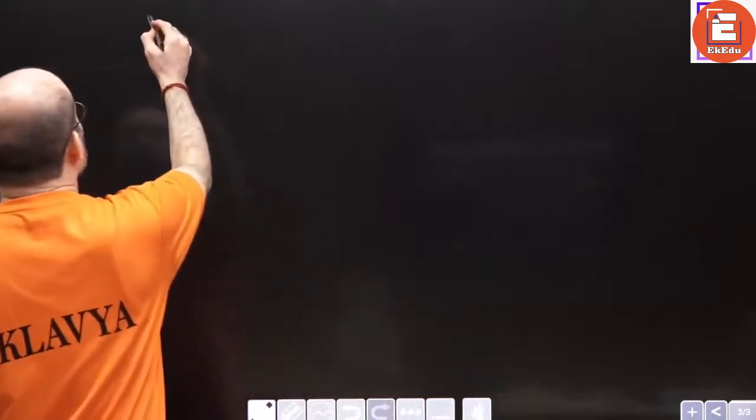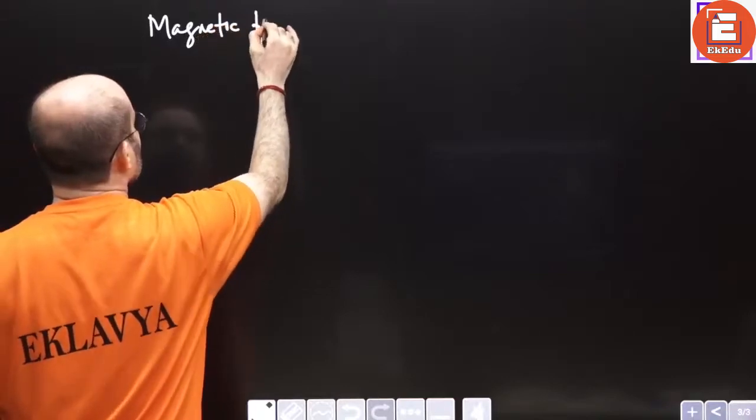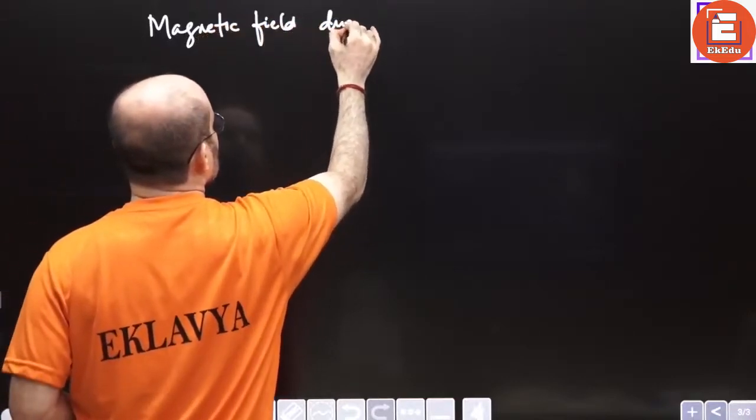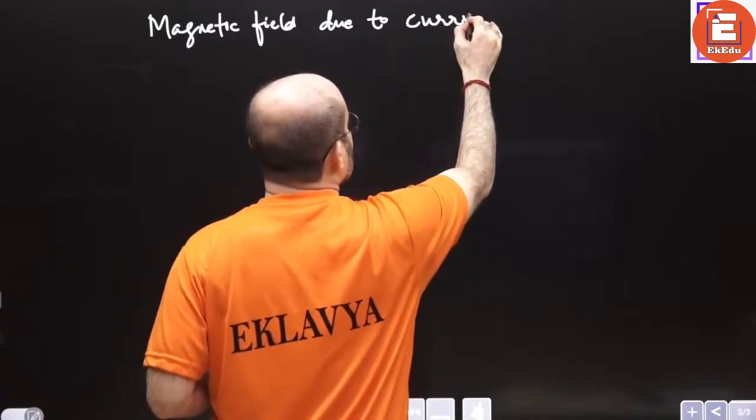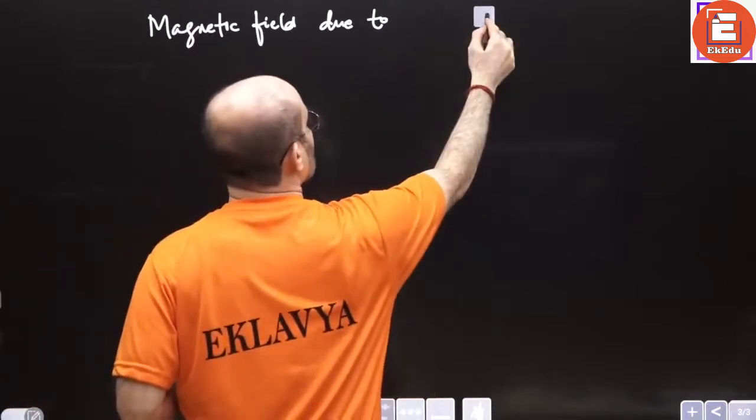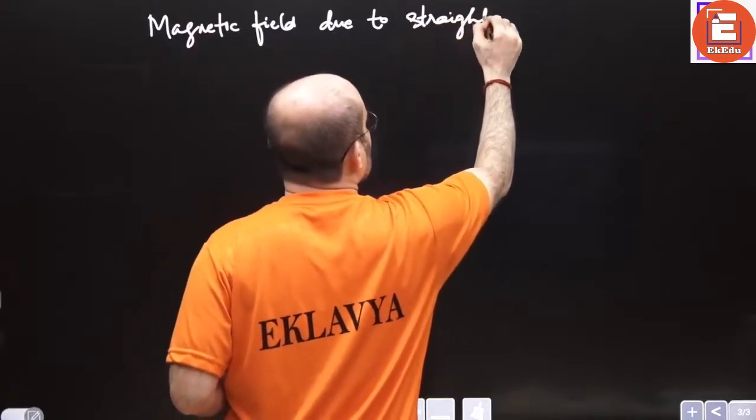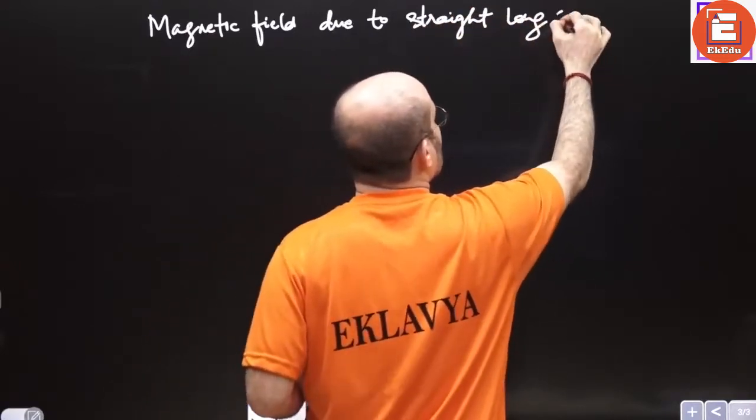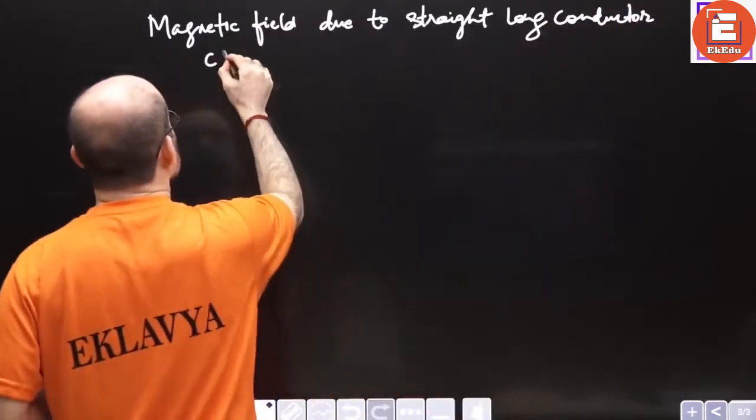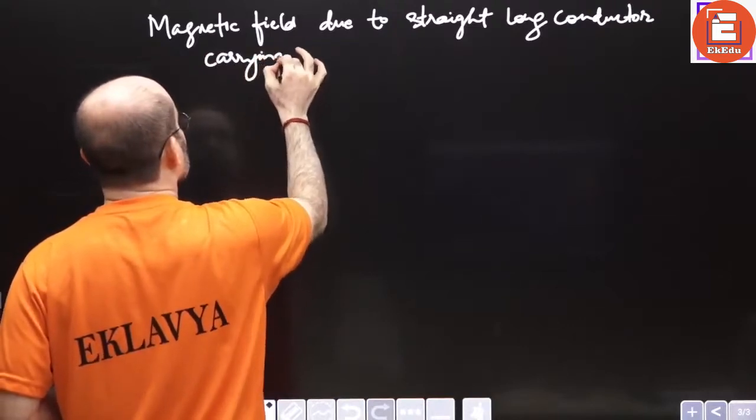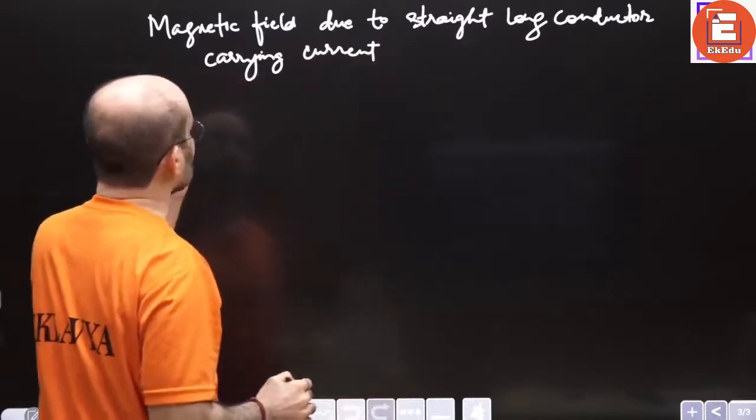Magnetic field due to current, which current? That is also important. Which current? Straight long conductor carrying current. So how is this so important?